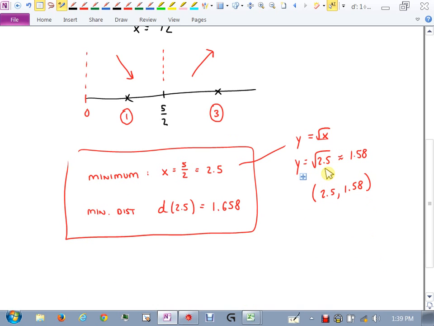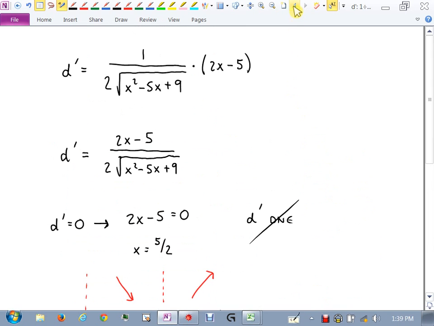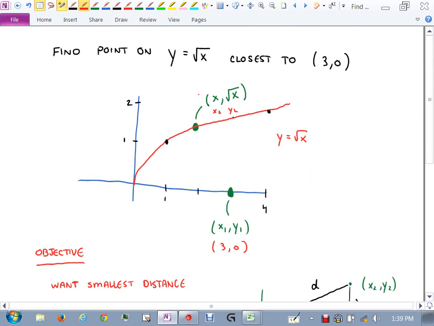Square root of 2.5. What I'm doing here is I was trying to find this point on the graph, right? I figured out that the x has to be 2.5. So I tried to figure out what the y is by just taking the square root of that.